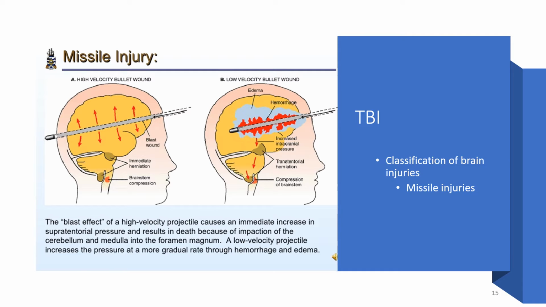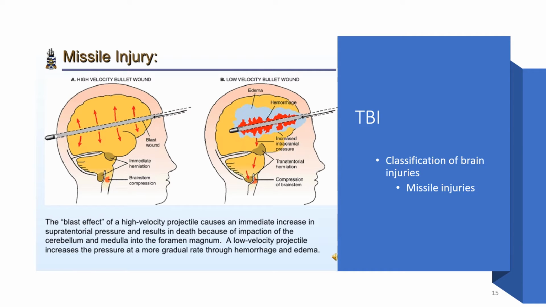Exit wound can be worse than the entrance, and sometimes they're not all the way through. Regardless, that blast effect, that high velocity, is going to cause an increase in pressure, and that's the secondary injury we're going to talk about in a minute here. That pressure tends to be even more damaging at times than the primary injury, which is in this case a bullet wound.